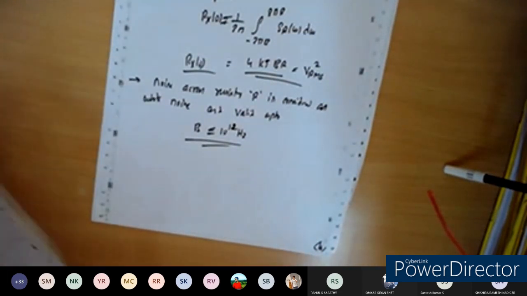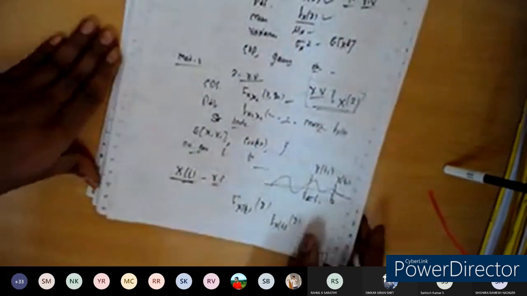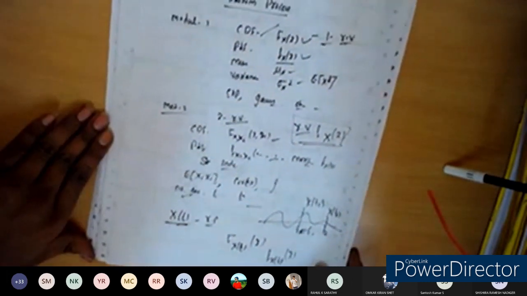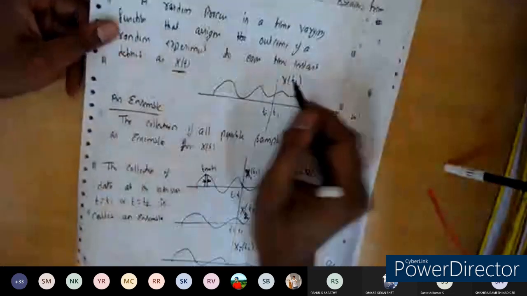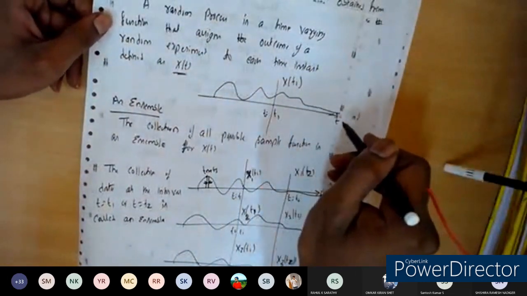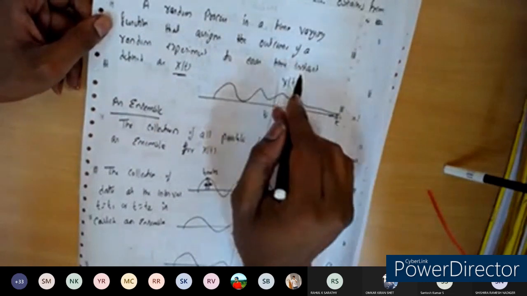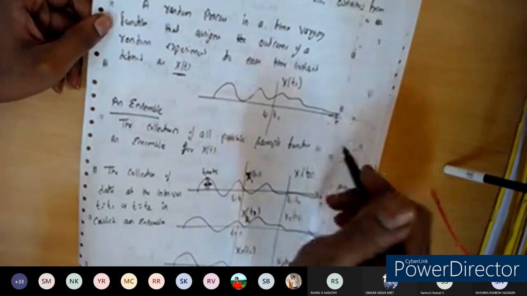Just to recall what we have studied so far. So this is the random process. What we have seen in module 1: a random process is nothing but a random signal. If you have a time varying function, you call it a random process, and to that you assign some real numbers. So that is a random process.